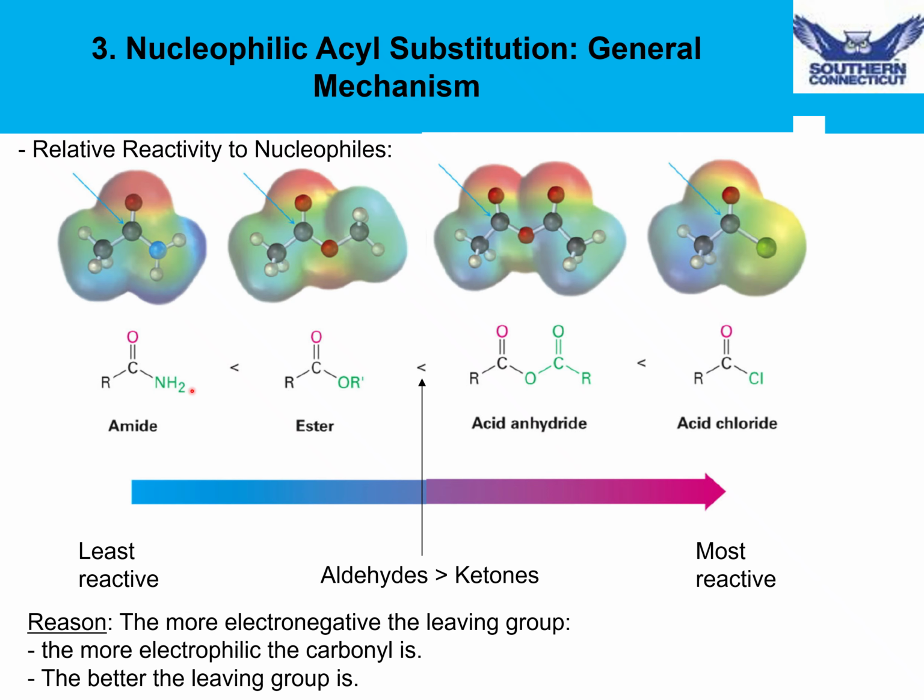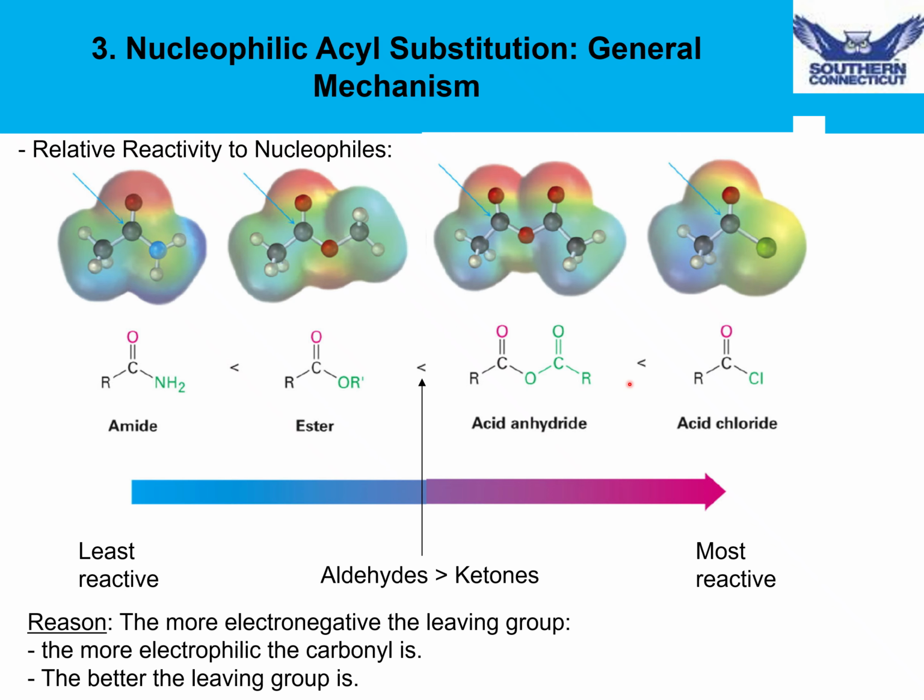Now, the trend that we observe on this chart here is due primarily to how good of a leaving group we have. So generally, the acid bromide and chloride have really great leaving groups. Then anhydrides have a pretty decent leaving group. Esters don't have as good of a leaving group. And amides have the worst leaving group from the acid derivatives shown here.